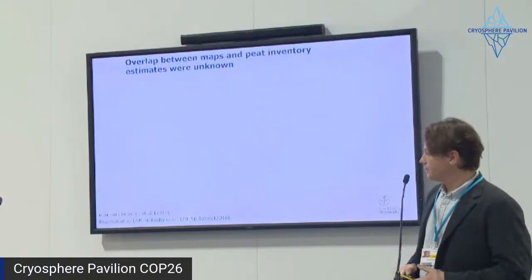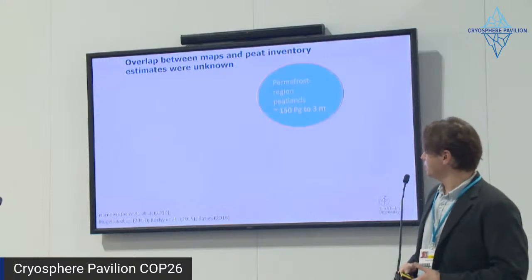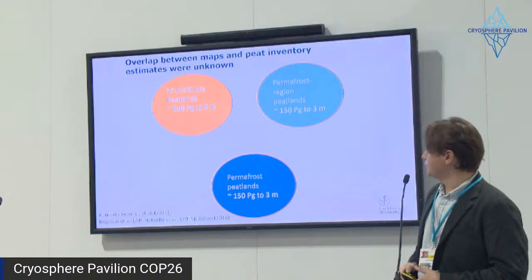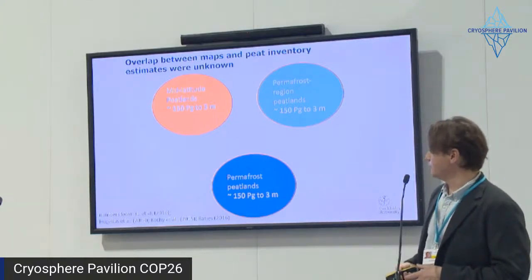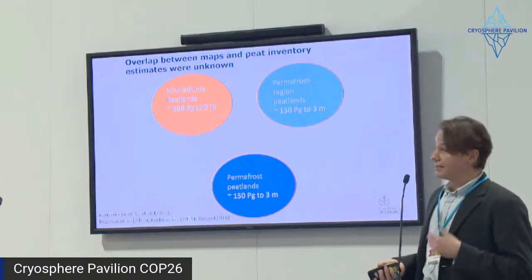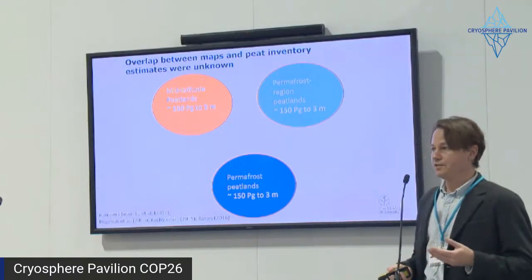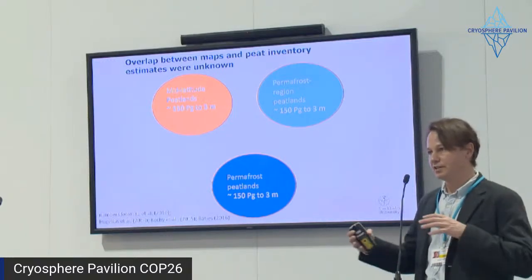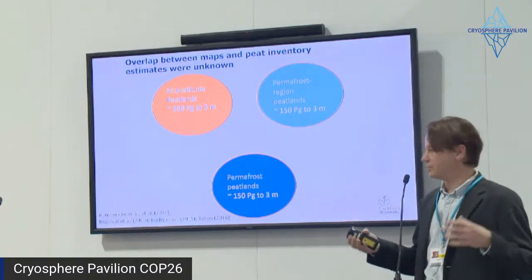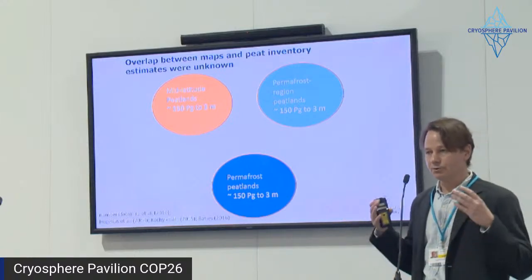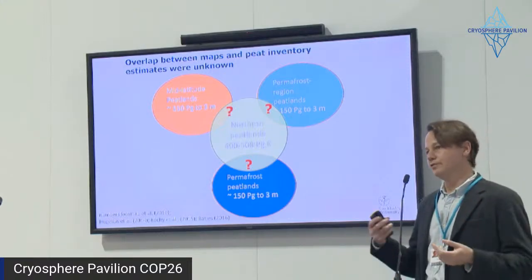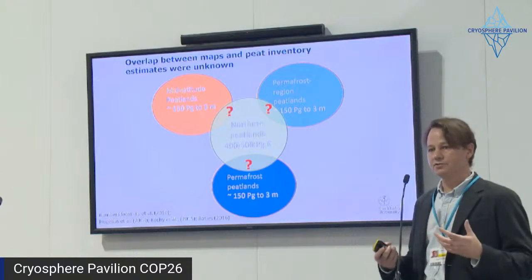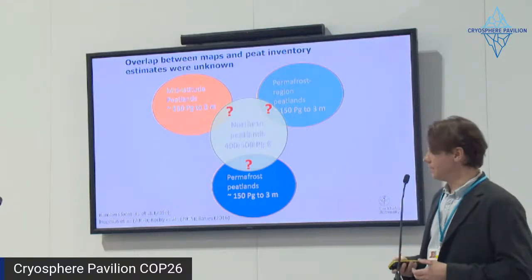So basically, before this recent study that I'm coming to, the overlap between maps of peatlands and peat inventory estimates was unknown. Based on soil maps, we had an idea that if we look just at northern peatlands, we had roughly 150 petagrams carbon in mid-latitude peatlands, roughly 150 petagrams carbon in permafrost region peatlands that were not frozen. So northern peatlands that were in a mosaic of the permafrost landscape but not actually frozen, and roughly 150 petagrams in peatlands that were really frozen. And then there were a lot of published estimates based on inventories saying that northern peatlands have between 400 and 500 petagrams carbon, but those inventories couldn't tell you if it was in permafrost or not, for instance. So there was a mismatch there and a lack of knowledge.